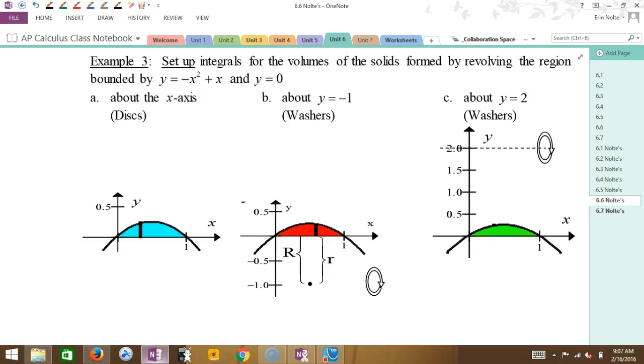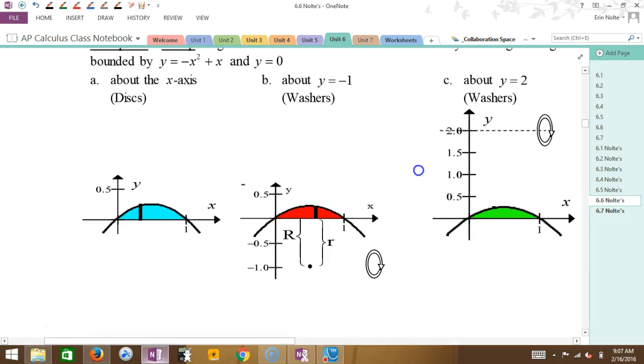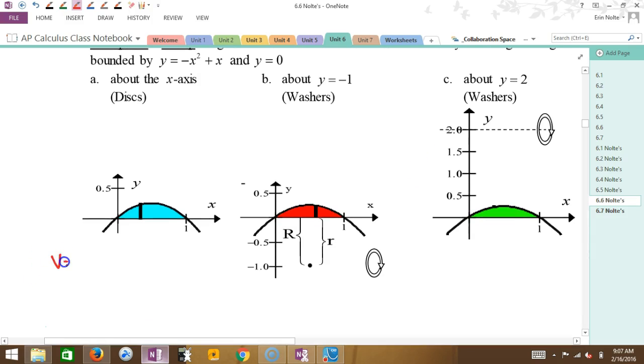Okay, so we can probably go straight to our setup here. The volume is going to be pi times the integral between which 2 x values? 0 and 1. And then what is my radius for this one? Yeah, negative x squared plus x. And I need to make sure to square it and then say dx.